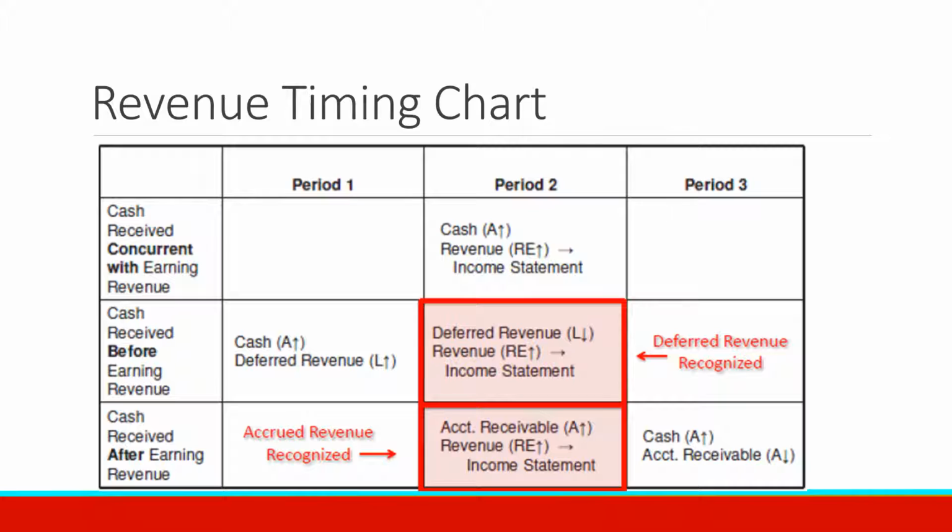And then in period 3, the customer will start paying you for what they owe you, and the account receivable will decline, and you will have cash. So at the end of period 3, the account receivable will have disappeared. So again, we created a timing difference account. This one's called an account receivable.